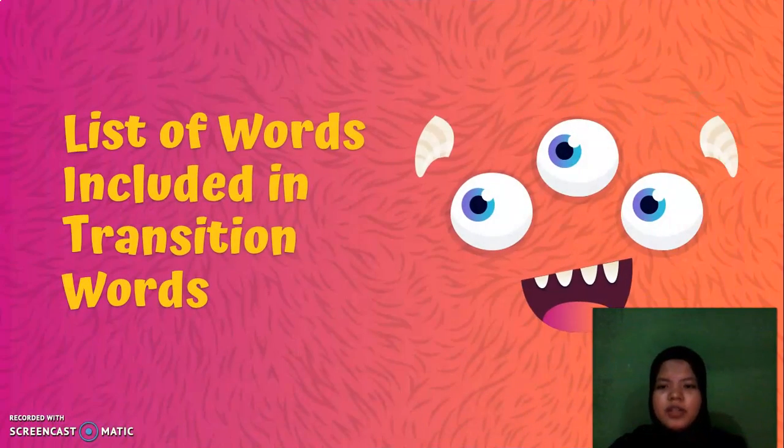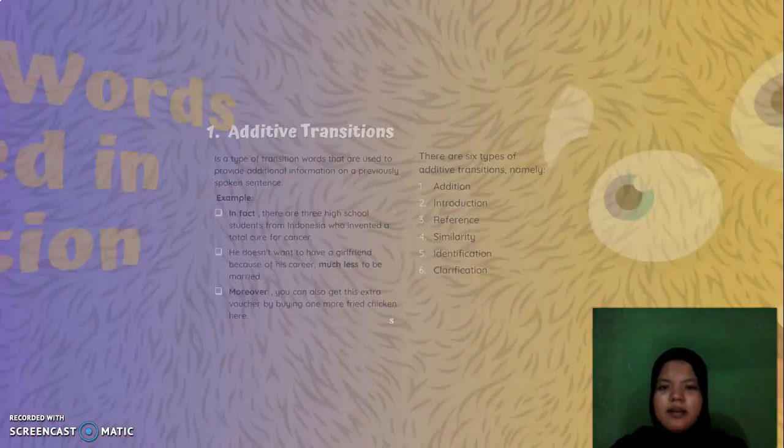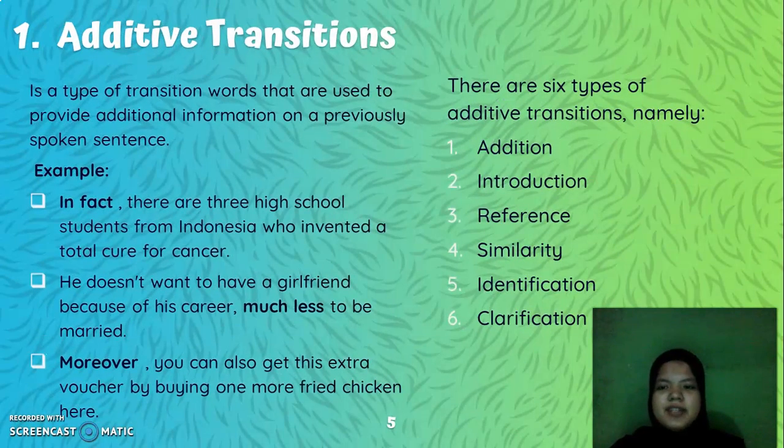List of words included in transition words. First, additive transitions is a type of transition words that are used to provide additional information on a previously spoken sentence. There are 6 types of additive transitions, namely, first, additions, 2. Introductions, 3. Reference, 4. Similarity, 5. Identification, 6. Clarification.